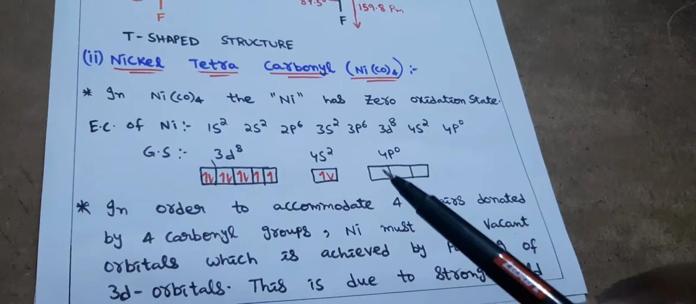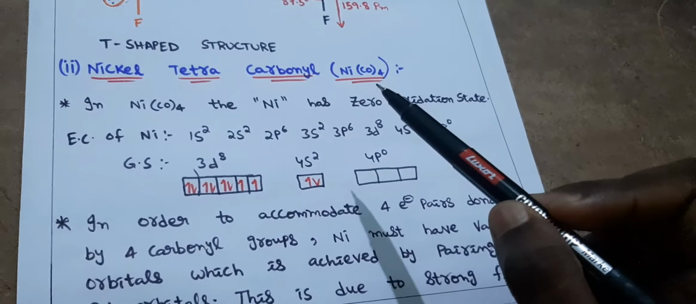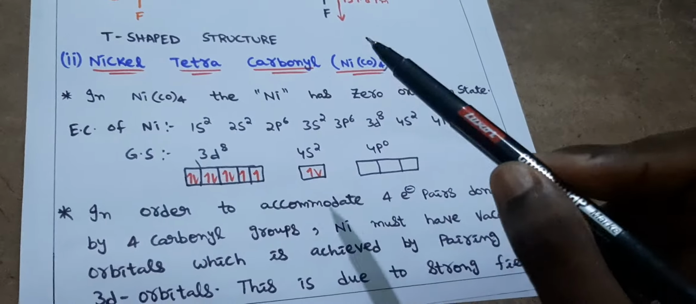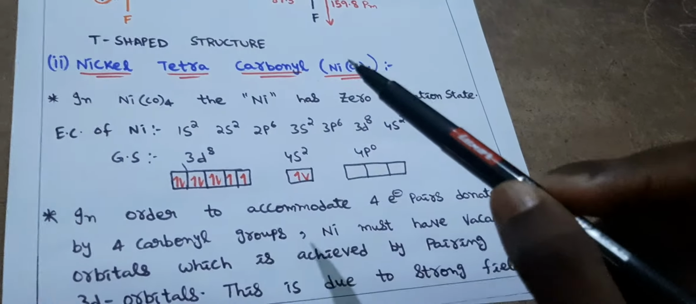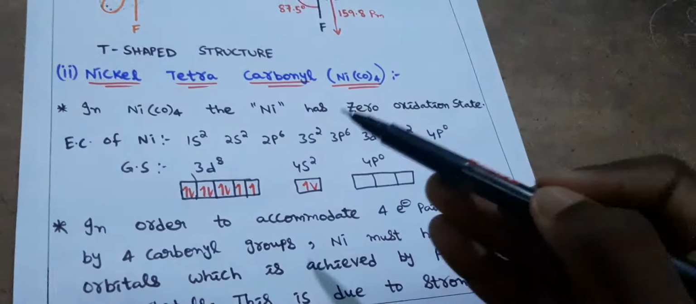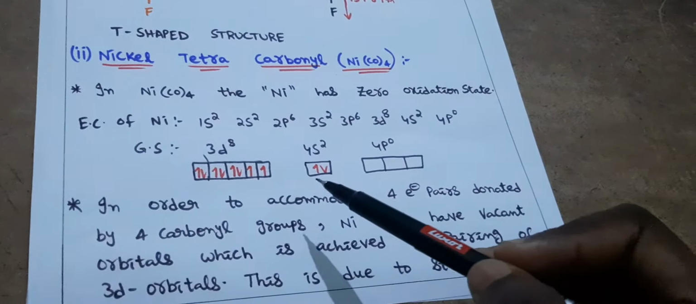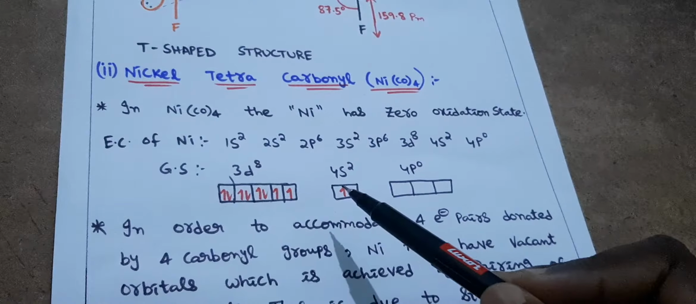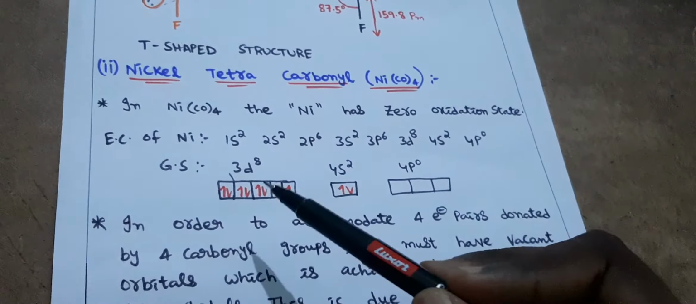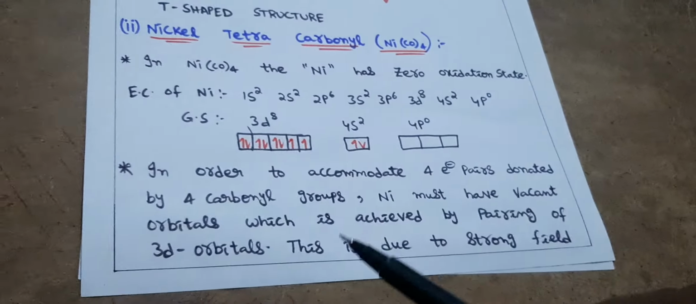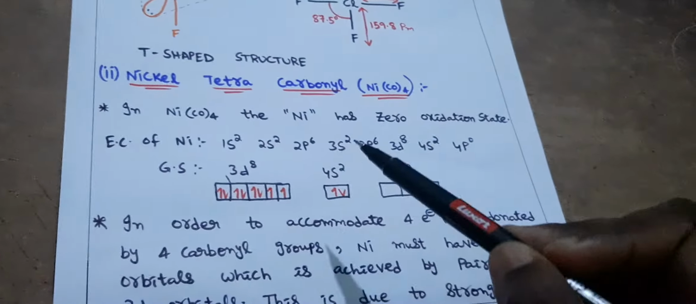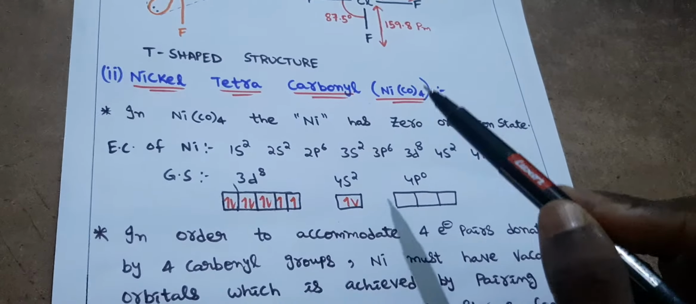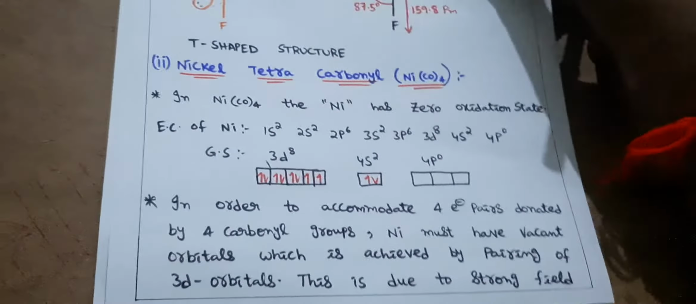Yes, there are 4 carbonyl groups. So, to accept electrons from 4 carbonyl groups, to accommodate those electrons, the electron pairing should take place, especially in 3d. These electrons transfer and pairing will be done. This is due to strong field ligand. Yes, carbonyl is strong field ligand, CO. Remember it, you will get it in coordination chemistry.